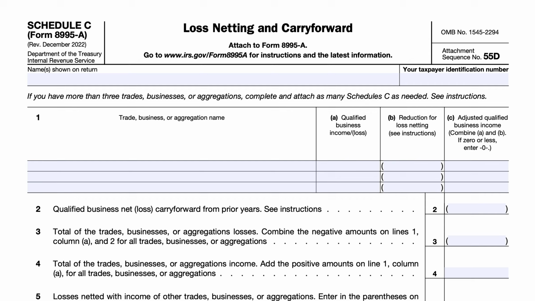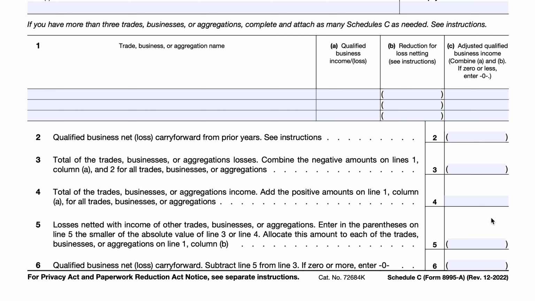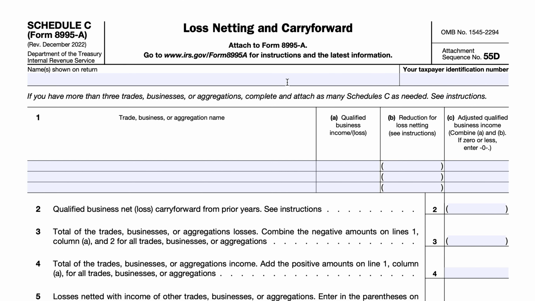As we start Schedule C, you'll notice that you can put up to 3 trades, businesses, or aggregations on each Schedule C. If you have more than 3, then you can complete and attach as many Schedule Cs as you need. But once we get to line 2 through line 6, these are composites. So if you have more than one schedule, you're going to be entering the totals of all of the businesses, not just the one on the current Schedule C. Your tax software should automatically enter the information up here.